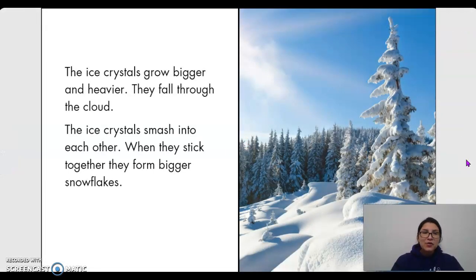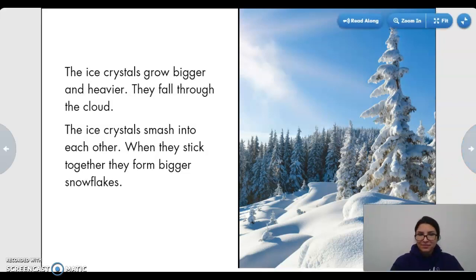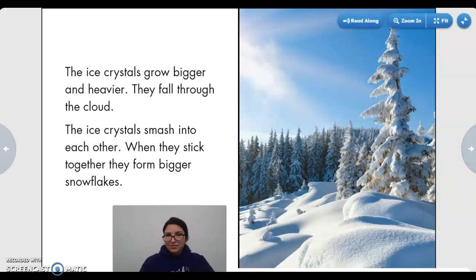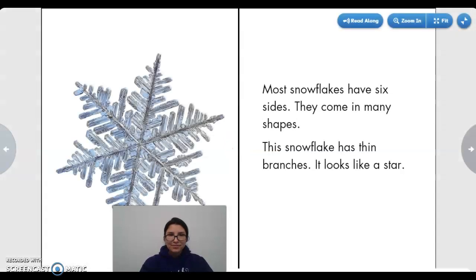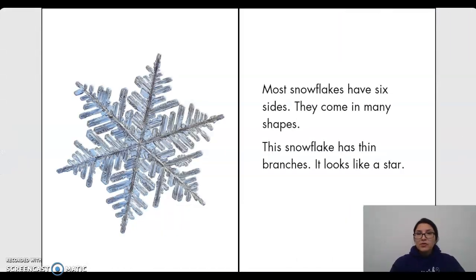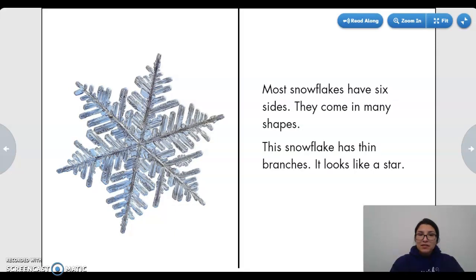The ice crystals grow bigger and heavier. They fall through the cloud. The ice crystals smash into each other. When they stick together, they form bigger snowflakes. Most snowflakes have 6 sides. They come in many shapes. This snowflake has thin branches. It looks like a star.